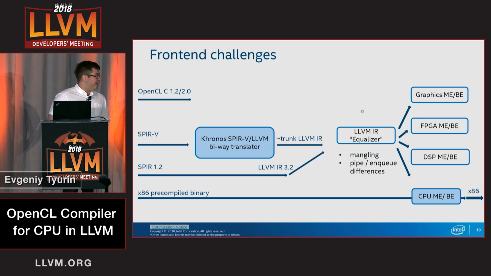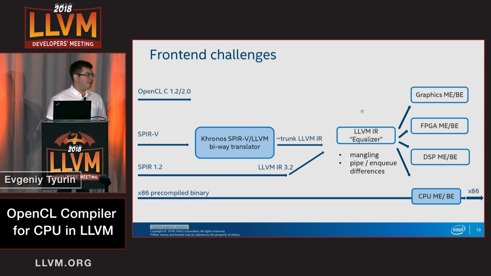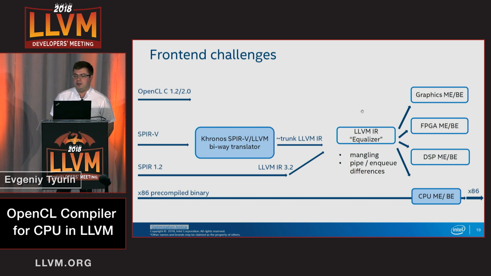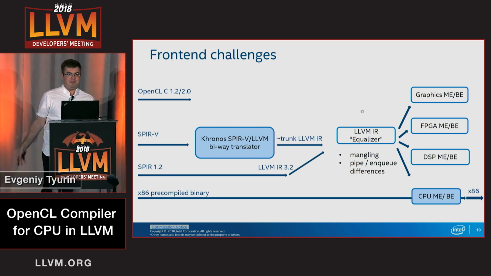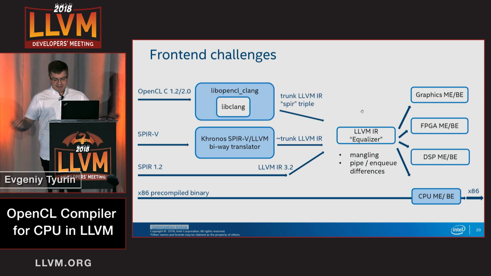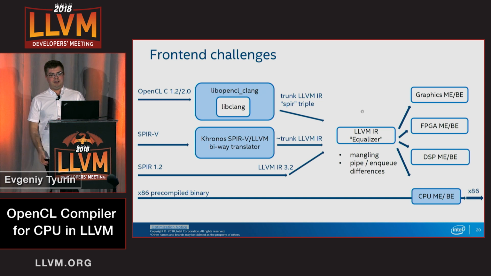In order to consume SPIR-V input, we incorporate the Khronos SPIR-V LLVM bidirectional translator that emits LLVM that is pretty close to trunk, but does not exactly follow it. So what we do is run it through this LLVM equalizer again. And with regards to classic online compilation, we just take libclang, wrap it in this libOpenCLClang library, and use SPIR in order to produce LLVM IR of a version that's stable.